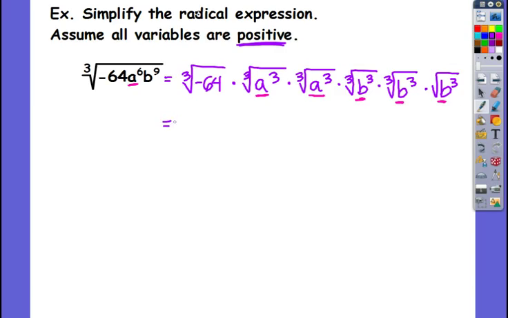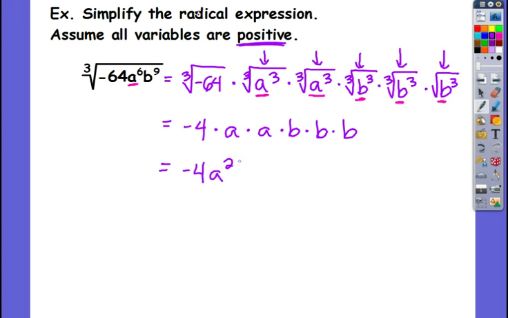So the cube root of negative 64 is negative 4, because negative 4 cubed is negative 64. The cube root of a cubed would just be a. The cube and the cube root undo each other. This would just be a. Cube root and cube undo each other. This would just be b, and this would be b, and that would be b. So the most simplified form is negative 4a squared b cubed.